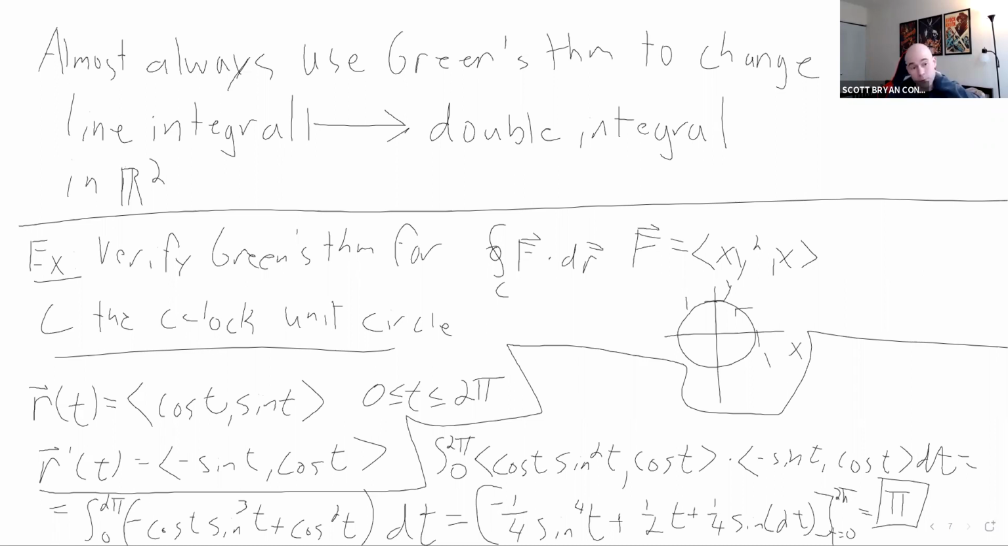This example wasn't too bad, but we'll see some examples which are either impossible or just extremely disgusting to evaluate directly. And in that case, using the double integral is going to be a lifesaver. But let's do the double integral. Okay. So if you need me to go back, I'll do that after I do this. But let me do the double integral really quickly.